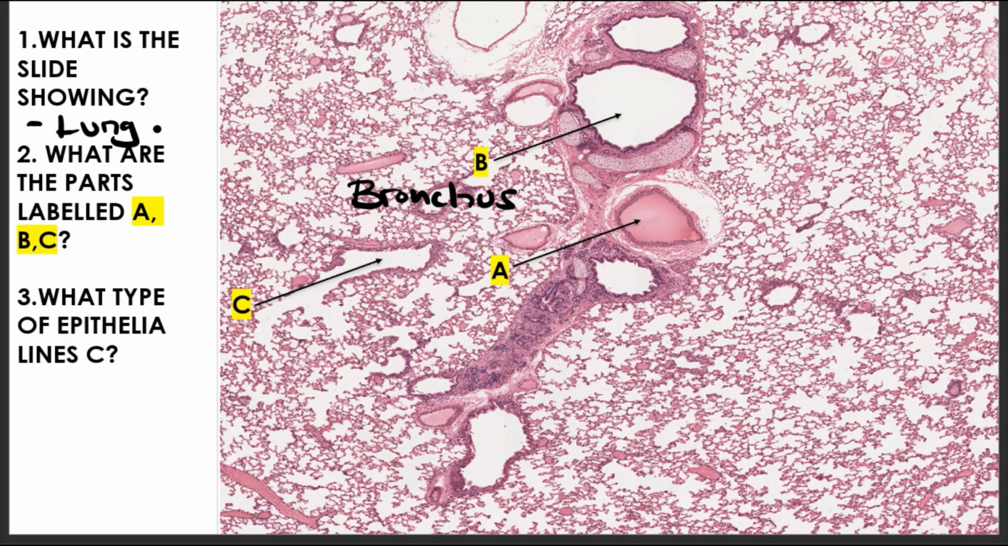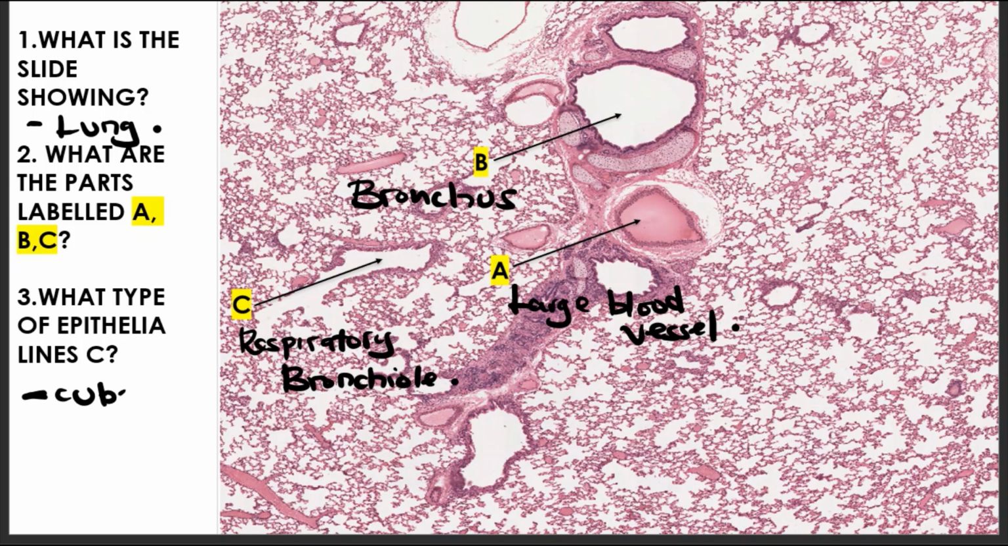C is the respiratory bronchi, or the terminal bronchi. A is simply a blood vessel. So A is just a large blood vessel. Could be a vein. What type of epithelia will line C? It is lined by cuboidal epithelia. That's what lines the bronchioles.